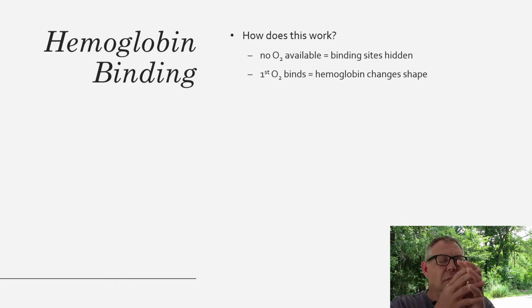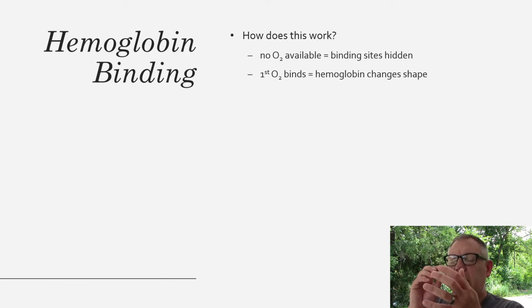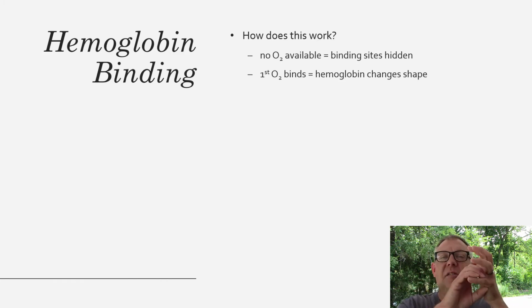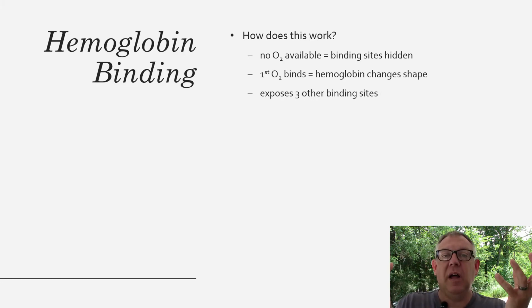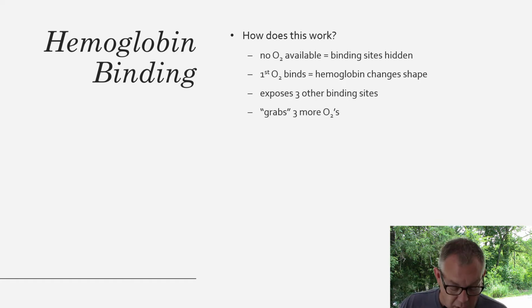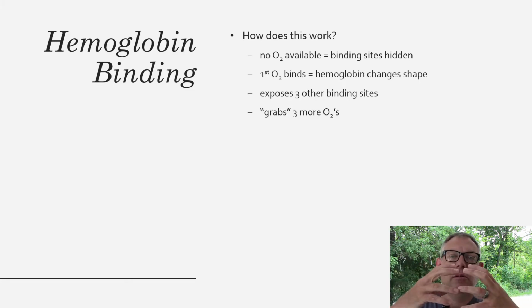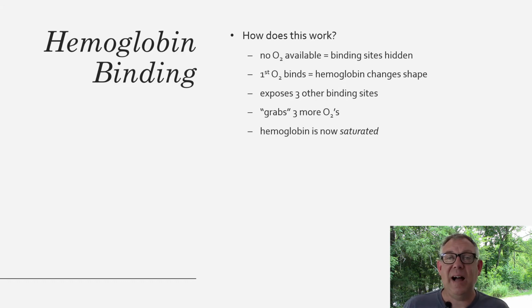But if oxygen is present, eventually an oxygen is going to find a binding site and is going to bind to hemoglobin. But when this happens, that causes hemoglobin to change shape. And when it changes shape, it opens up the other 3 binding sites. And so then very quickly, 3 more oxygens can come in. And so that first oxygen binding unlocks the door and allows 3 more to come in. And so at this point, hemoglobin has as much oxygen as it can carry, and we say the hemoglobin is saturated.